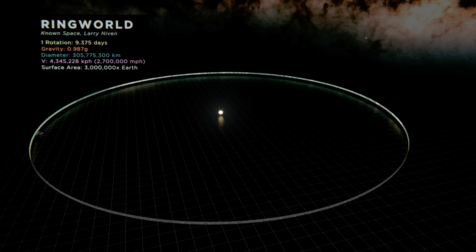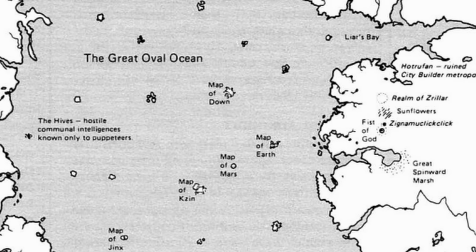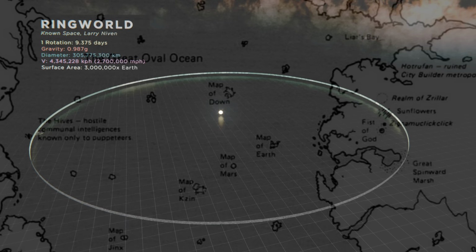It has a surface area equal to 965 trillion square kilometers, almost a quadrillion, which is equal to over 3 million Earths. It is so ridiculously huge that all of the worlds from known space have a 1-to-1 map of themselves on the ring, with plenty of space to spare.